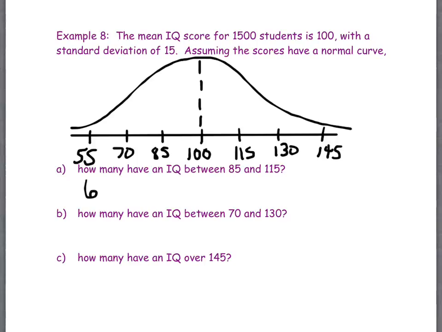68%. That is one standard deviation out. But that is not exactly what the question asked. What did the question ask? How many? Not what percent. So I know that 68% is the correct percentage. How do I find out how many that is? You do it in a proportion, or at least you could, right?